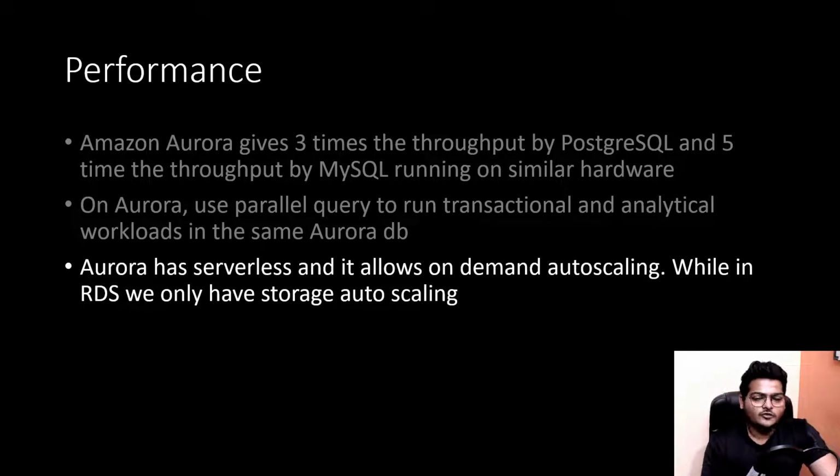Now let's talk about Aurora Serverless. With the serverless version, you can have on-demand auto scaling, while in RDS you only get storage auto scaling. On-demand auto scaling is very useful when you are not aware of the amount of traffic you will be getting on your database or your application. This is comparatively expensive compared to a predefined instance type. So you must consider your application type when choosing between normal Aurora and Aurora Serverless.